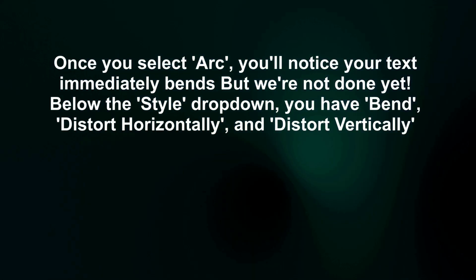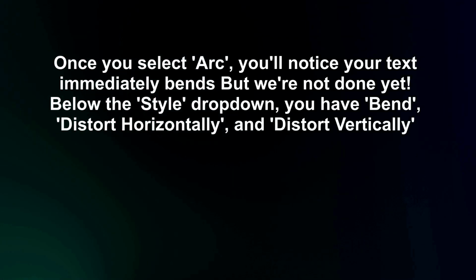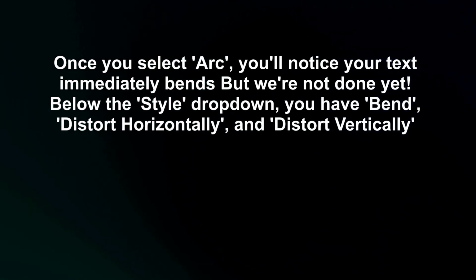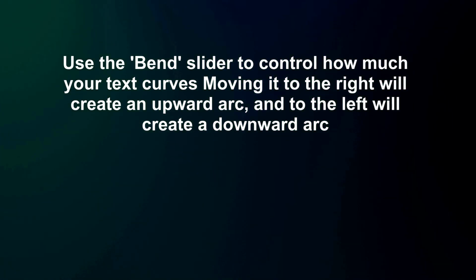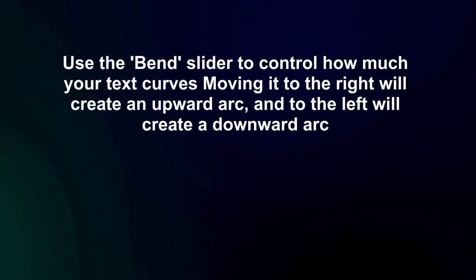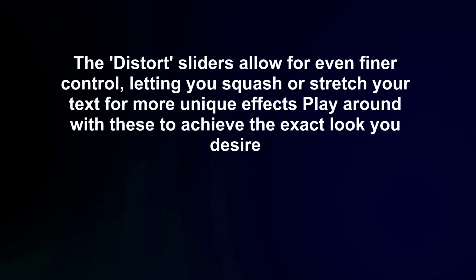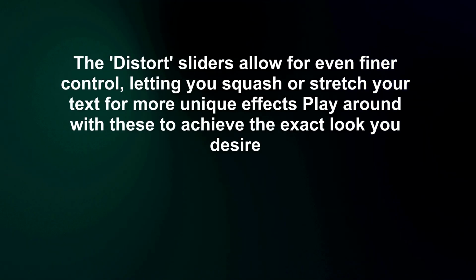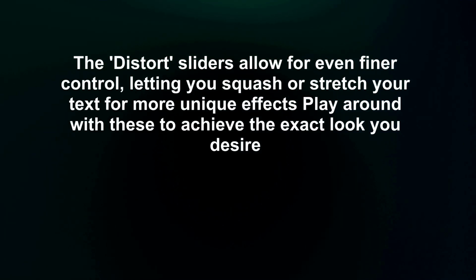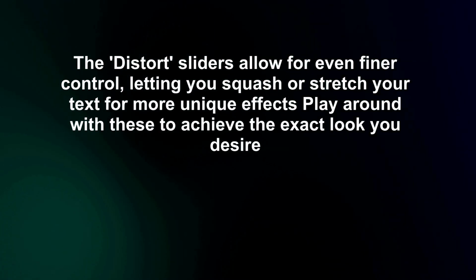Below the style drop-down, you have bend, distort horizontally, and distort vertically. Use the bend slider to control how much your text curves. Moving it to the right will create an upward arc, and to the left will create a downward arc. The distort sliders allow for even finer control, letting you squash or stretch your text for more unique effects. Play around with these to achieve the exact look you desire.